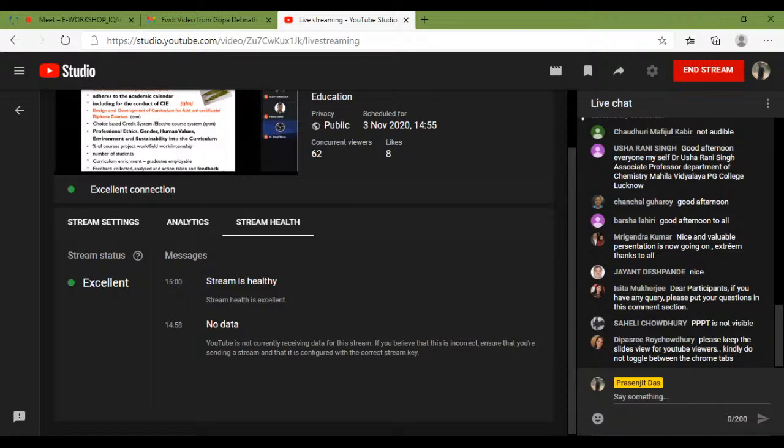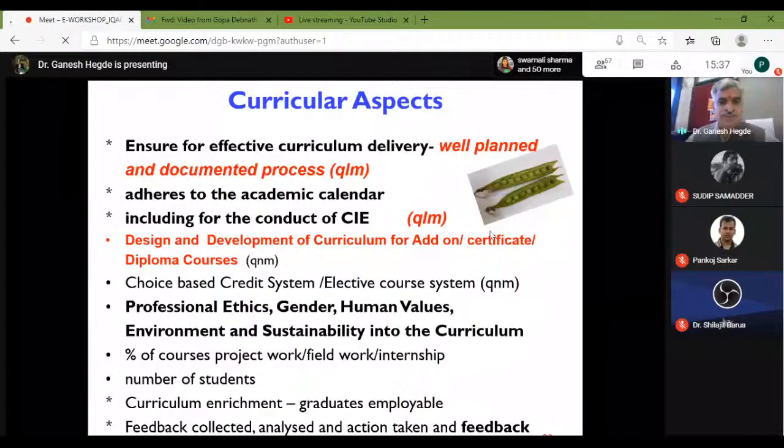Choice-based credit system, elective courses, you need to have. Suppose you do not have the choice-based credit system, you may have some elective courses, which you can look into. Then professional ethics, gender, human values, environment and sustainability in the curriculum, and the percentage of courses with project work, field work and internship. I will give you one example here.